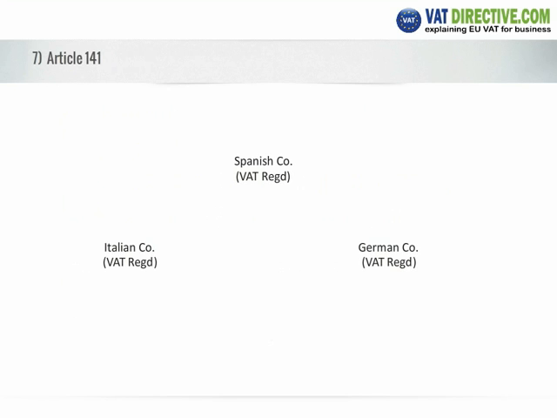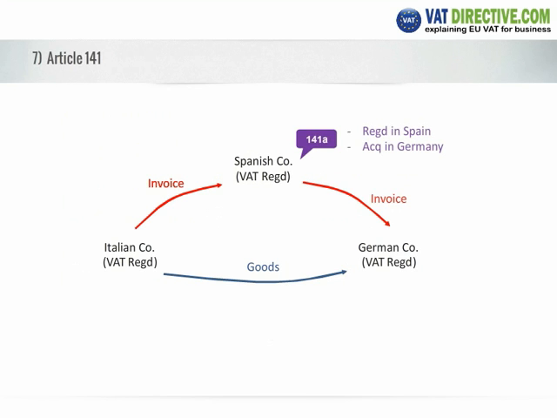This time I'm going to change it. So I've got an Italian company registered, a Spanish company registered, a German company registered. So, a new example. And the invoices are going from Italy Co to Spanish Co, and then Spanish Co is billing German Co. Now the goods are going to go direct from Italy to Germany. Now if we look at the conditions, if we look at 141A first, we've got a registered company in Spain, whereas the acquisition of the goods is in Germany.